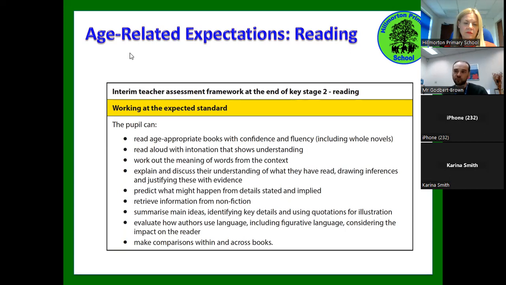With reading, spelling and grammar, and maths, there's no teacher assessment. It's all based on these SATs papers that they will be taking. And then writing as well. I'll tell you a little bit about that later, how that one gets assessed, because that one's slightly different. But those are the age-related expectations for reading. And then on the next slide, here are the ones for writing.